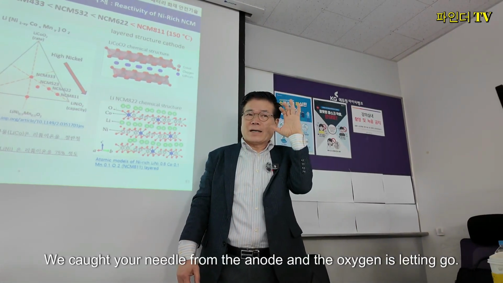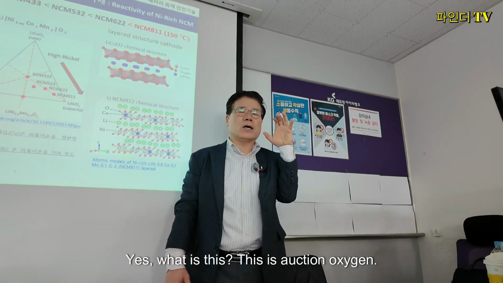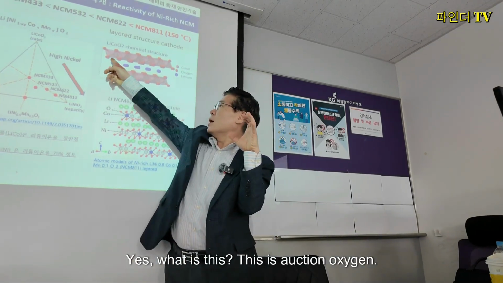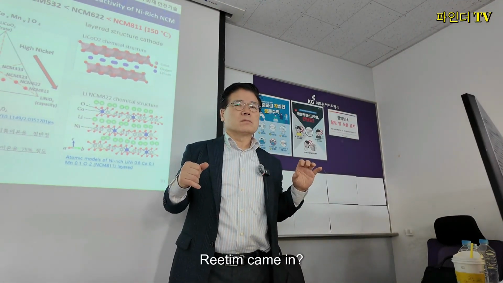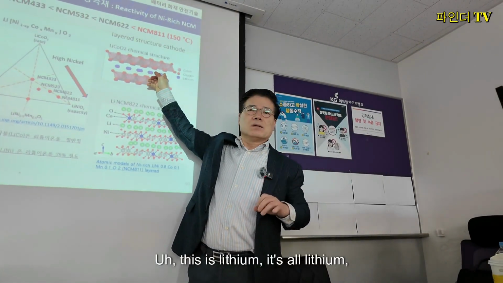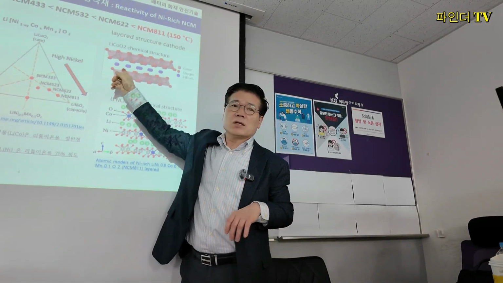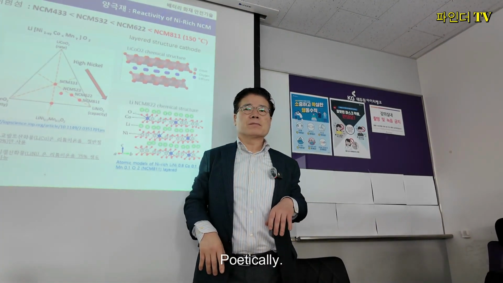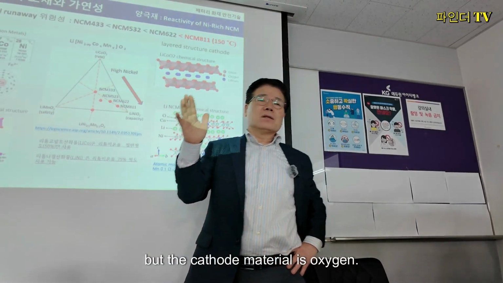We caught the lithium from the anode and the oxygen is letting go. Yes, what is this? This is oxygen. Electrons came in. This is lithium. It's all lithium, all attached to lithium. It's attached like this. It's gone like this. So the cathode material is not cobalt or nickel, but the cathode material is oxygen.